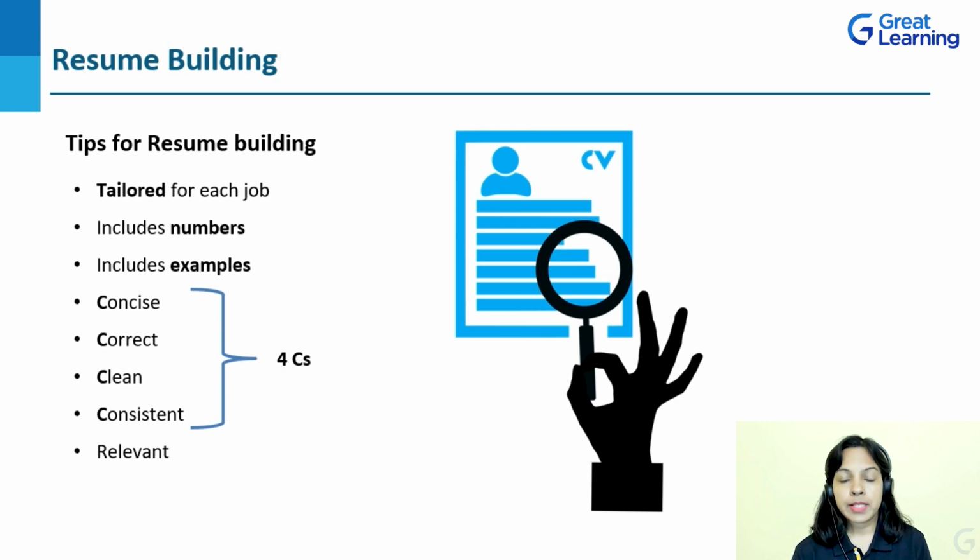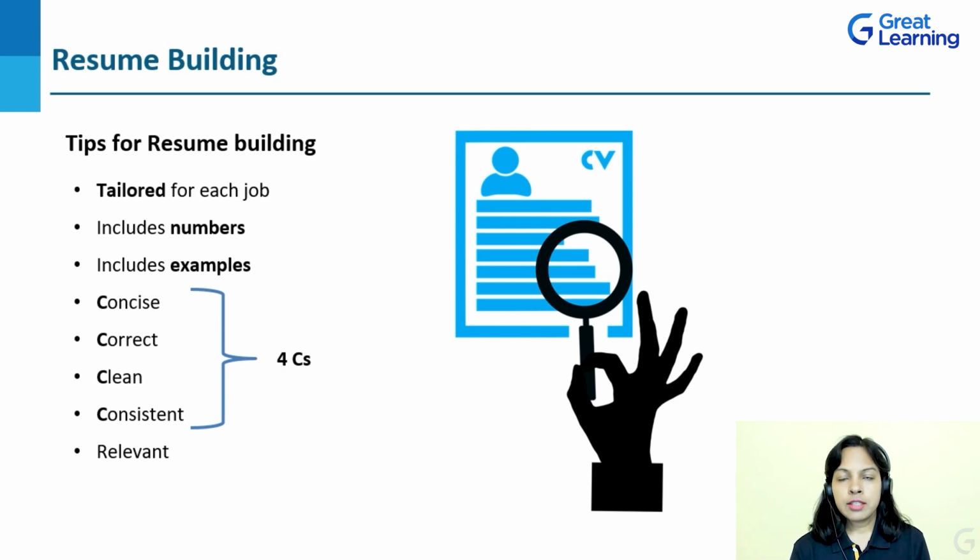Next is include examples. Examples to prove your skills. Now, you should not include them everywhere, but according to the job profile, you should include the numbers, include the examples. Like if it is a sales job, okay, and you are applying for that, and in the previous company you have helped increase the sales by some number, mention that as an example. Okay, whenever you're writing that skill, you mention that as an example, right?